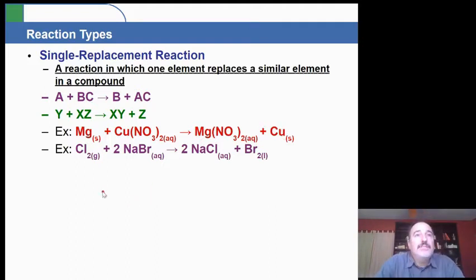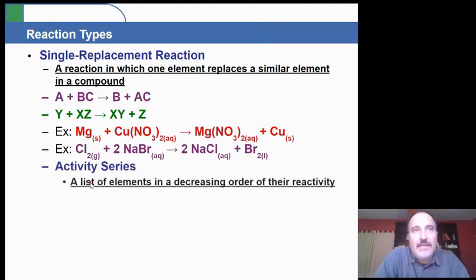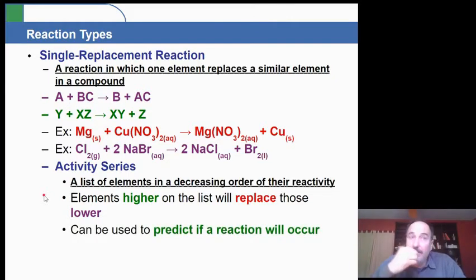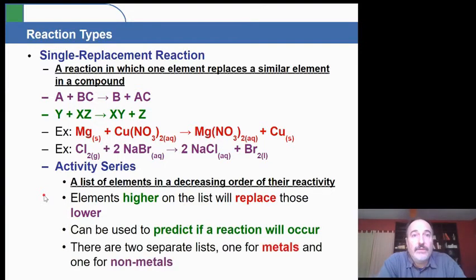All right. To figure that out, there's something known as the activity series. The activity series is a list of elements in decreasing order of their reactivity. Basically, elements higher on the list will replace those lower in a single replacement reaction. Lower ones will not replace higher ones, but higher ones will replace lower ones. This can be used to predict if a reaction will occur.